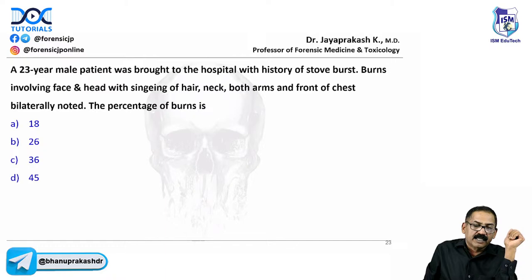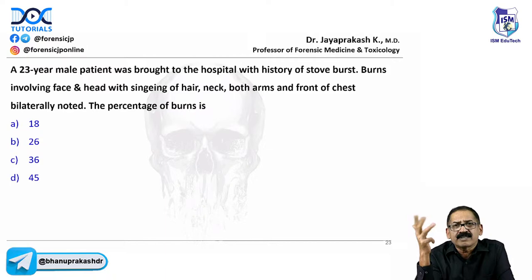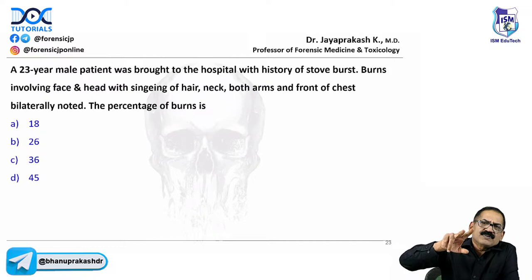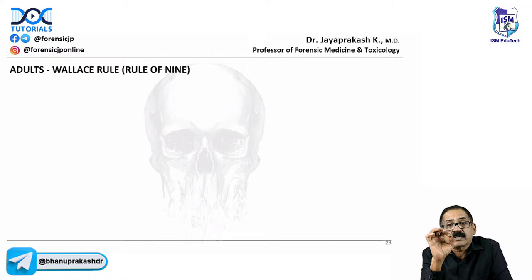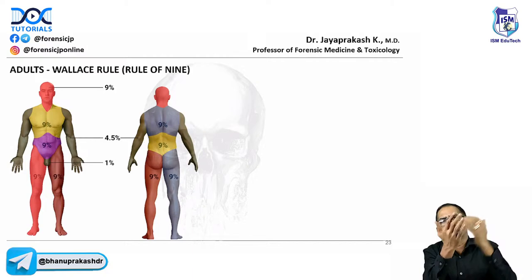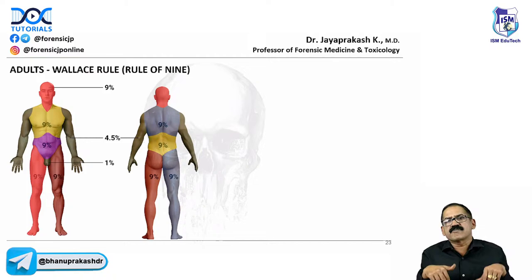A 23-year male patient was brought to the hospital with history of burns. Burns sometimes they ask in the examination, but here the only thing you have to know, some changes. Like in adults, percentage of body surface area burn is calculated by Wallace rule or rule of 9. All of you know, head and neck 9. Each upper limb 9, front of the chest 9, back of the chest 9, front of the abdomen 9, back of the abdomen 9, front of the right lower limb 9, left lower limb 9, back of the right and left legs 9, and perineum 1. But here you should know, head 7, neck 2, totally 9.